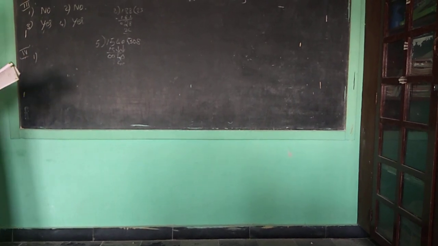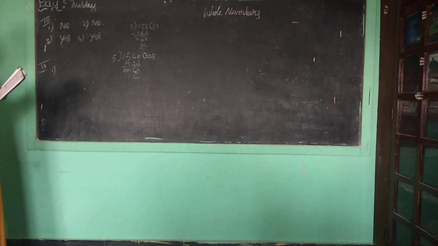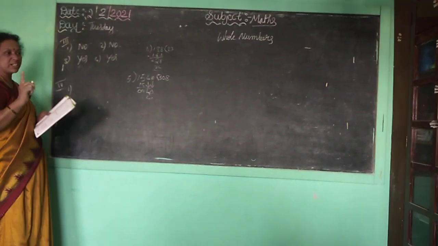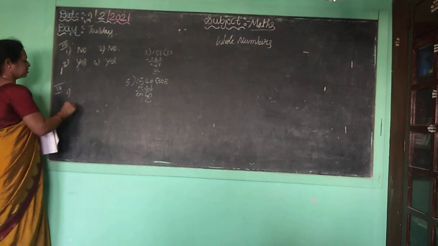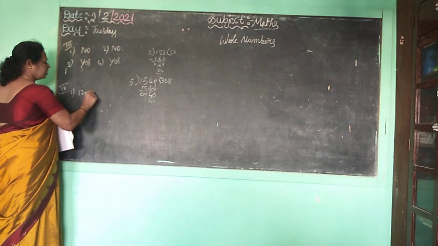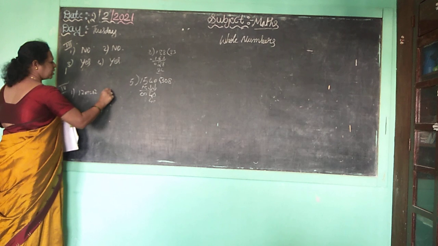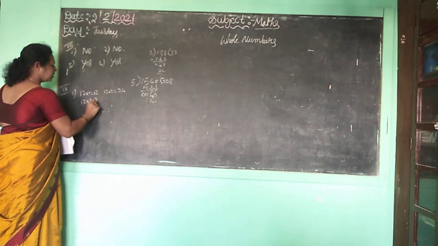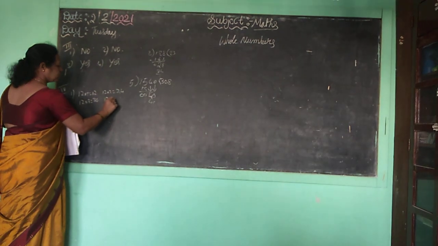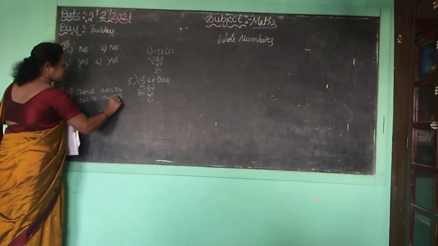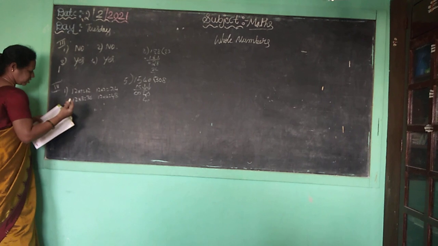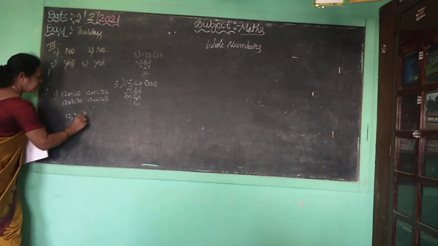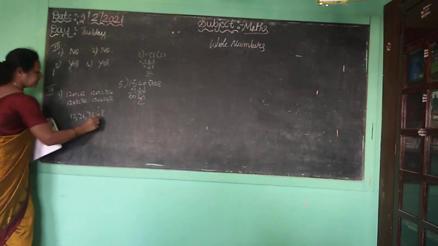Now fourth main. See, that is also answer the following. Write the first 4 multiples of 12. See, write the first 4 multiples of which table? 12 table. So 12 ones are 12, 12 twos are 24, 12 threes are 36, 12 fours are 48. Okay, children. So first 4 multiples of 12 means 12, 24, 36 and 48.